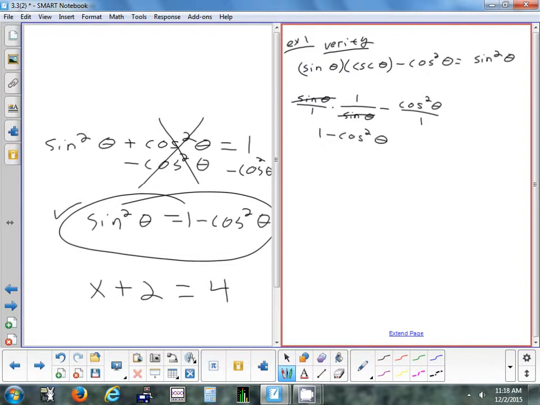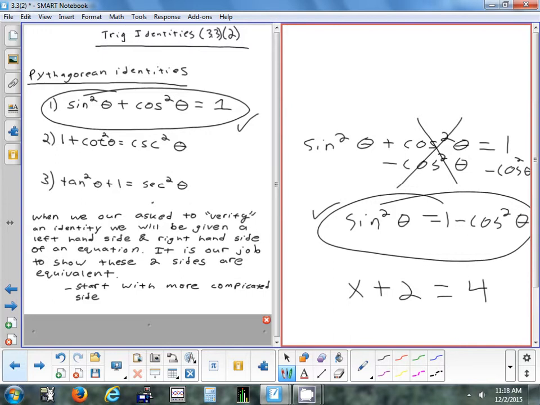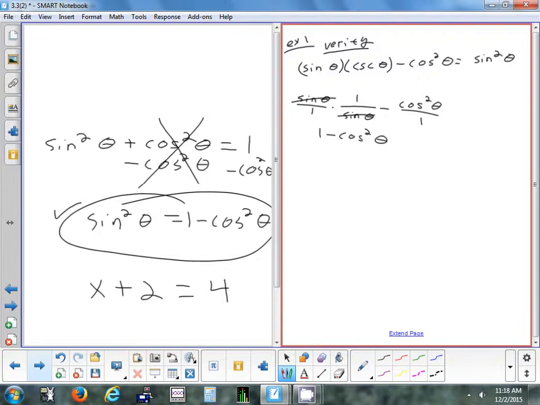What is 1 minus cosine squared? It's sine squared. It's the first Pythagorean identity, just rearranged. Okay? 1 minus cosine squared equals sine squared. So I can change 1 minus cosine squared to sine squared, and that's exactly what I was supposed to get. And that's it, because that's an identity. That's a Pythagorean identity.